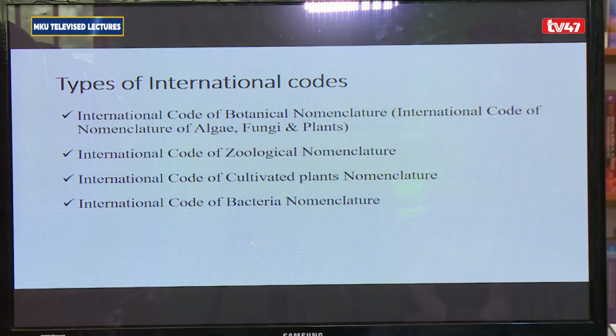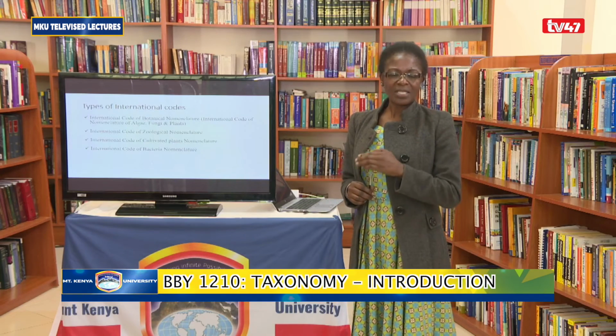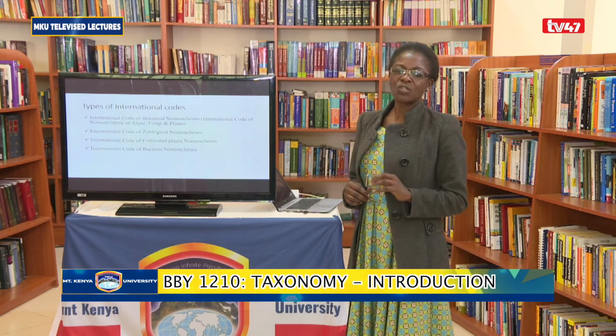There is the International Code of Cultivated Plants. Cultivated plants are plants that are purposely grown by man for a given purpose. So there is a code for naming such plants, the International Code of Cultivated Plants. And then you have the International Code of Bacteria Nomenclature, which guides the naming of bacteria. Now, the four international codes are provided for by different scientific bodies, and they are not related to one another. So for that reason, they don't refer to one another at all. So it is possible to find unrelated organisms sharing a generic name. You may find a plant and an animal having the same generic name, because the scientific codes that guide their naming are basically independent of one another.